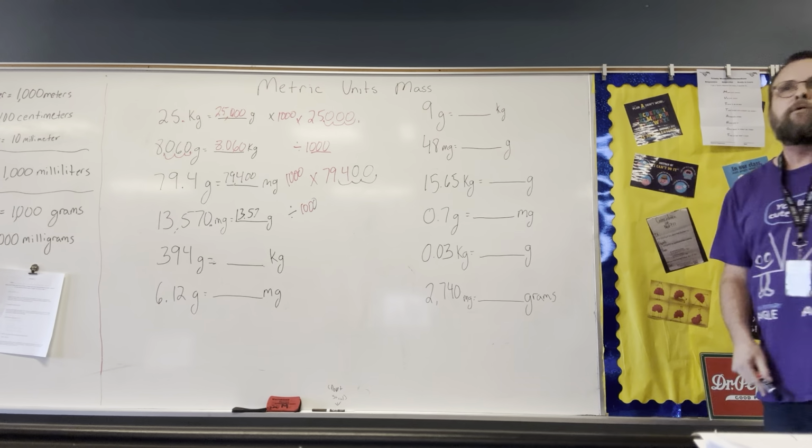394 grams. And we're changing to kilograms. Blade, multiply or divide? Grams to kilograms. Bigger, smaller. Smaller to bigger. So we are dividing. What are we dividing by? 1,000. What number's in the ones place in 394? The 4. Since we are dividing, the decimal point goes to the left. How many times, Blade?